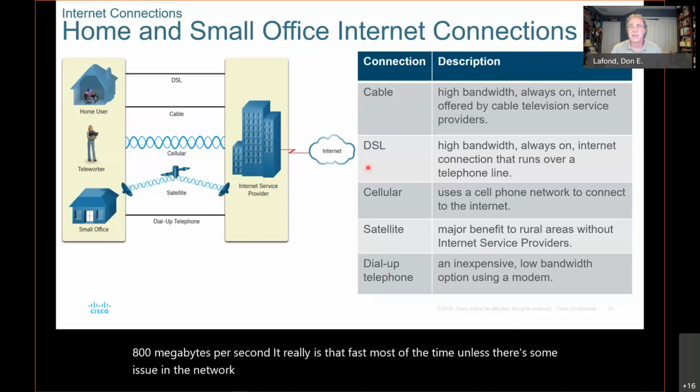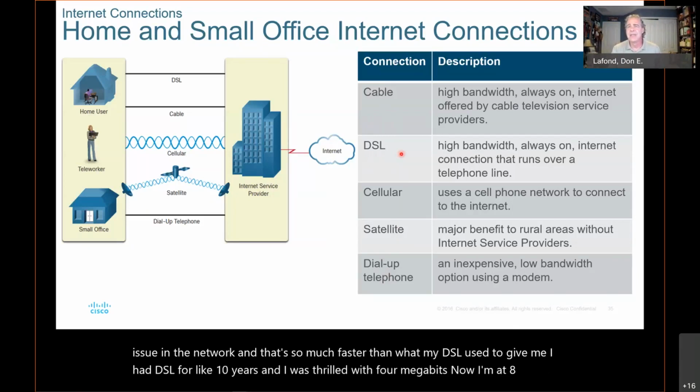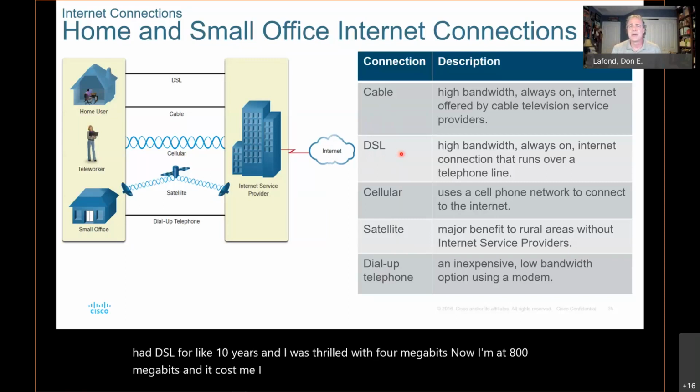800 megabits per second. It really is that fast most of the time, unless there's some issue in the network. That's so much faster than what my DSL used to give me. I had DSL for about 10 years, and I was thrilled with 4 megabits. Now I'm at 800 megabits, and it costs me some stupid amount of money, like $49 or $50. I think it's $59.